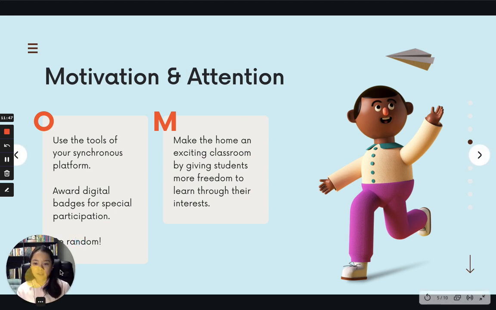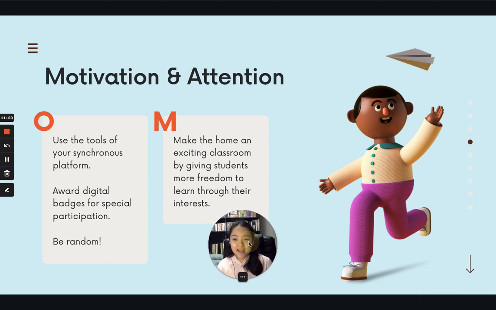And then another tip is to be random. Especially during a synchronous session, you can call on students randomly. You can play surprising music on your laptop or desktop. Do things that will really catch your students off guard and signal to them that they always have to be on their toes. They always have to be paying attention, just in case the teacher does something unexpected or something even crazy.